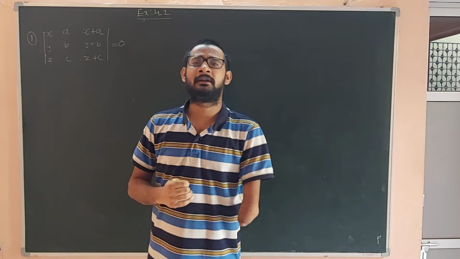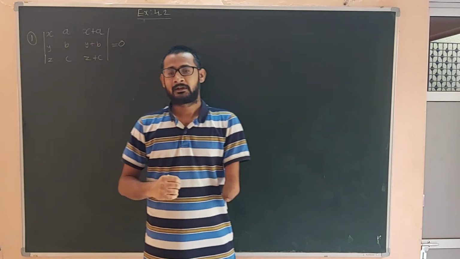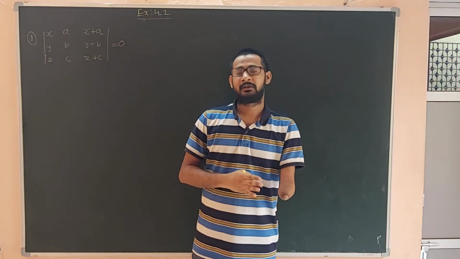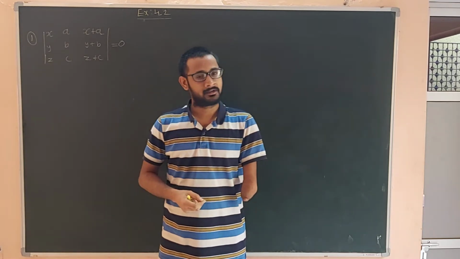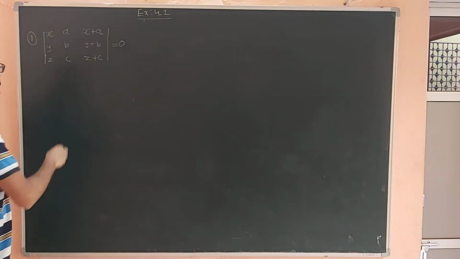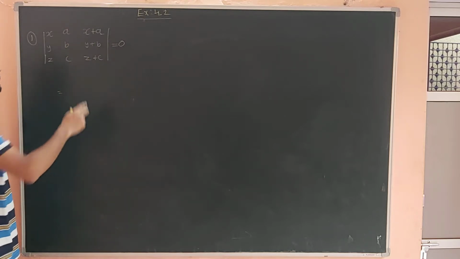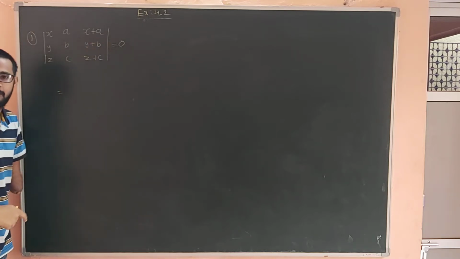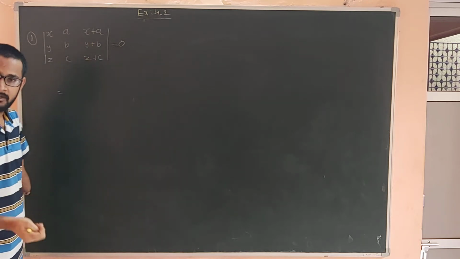According to the fifth property, if each row or each column can be expressed as a sum of two or more elements, then we can express the whole determinant as the sum of two or more determinants. So let's see here. The first and second columns are normal, but the third column is an addition of two terms: x plus a, y plus b, and z plus c. So we can separate these two terms into two different determinants.